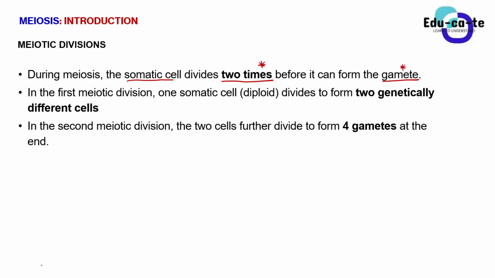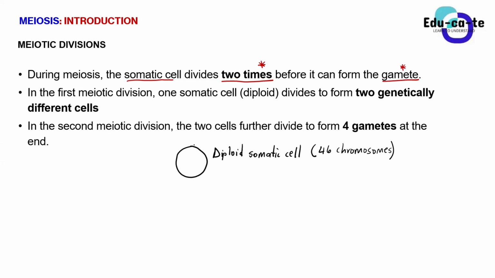So when it divides for the first time, let's make a simple illustration. This one is the actual process. Our somatic cell is a diploid cell. So I'm going to say this diagram represents the diploid somatic cell. I'm going to write diploid somatic cell. This is the cell of your body that has 46 chromosomes.